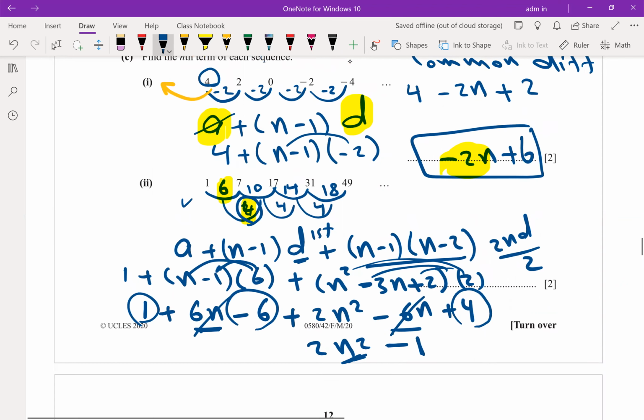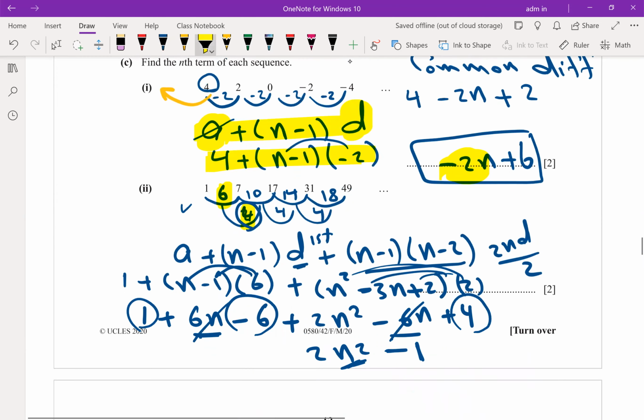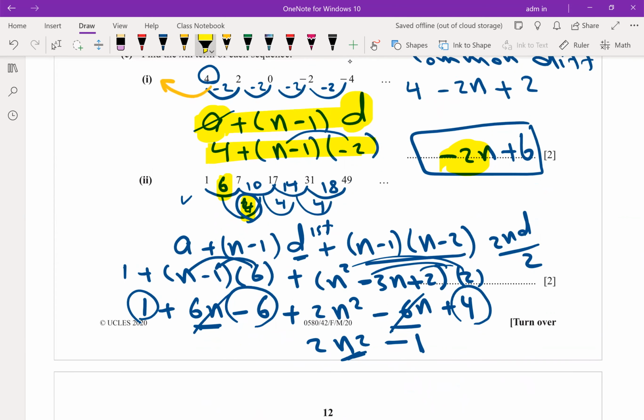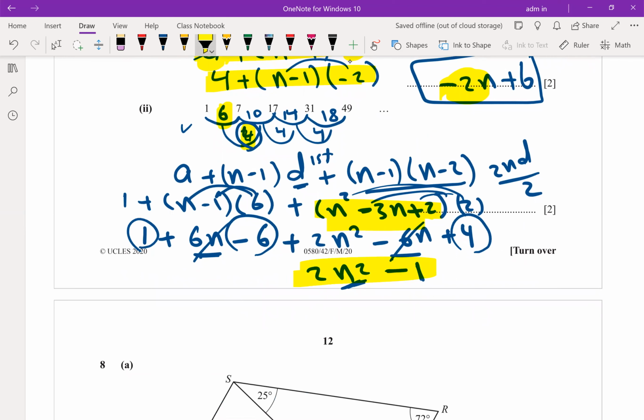By the same way, if the first difference is the same, the form will be like this: a plus n minus 1 into d. But if the second difference is the same, it will be a plus n minus 1 multiplied by the first difference plus (n minus 1)(n minus 2). So you can expand and write n squared minus 3n plus 2 multiplied by the second difference divided by 2. Expand, simplify, get your answer 2n squared minus 1.